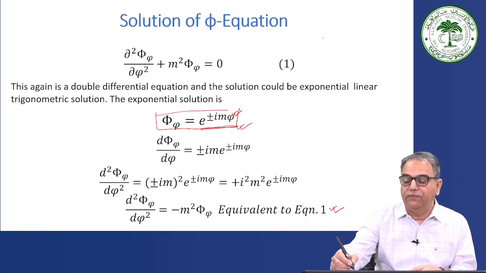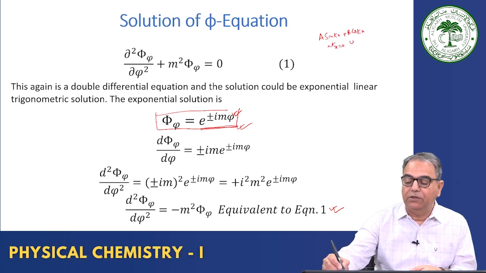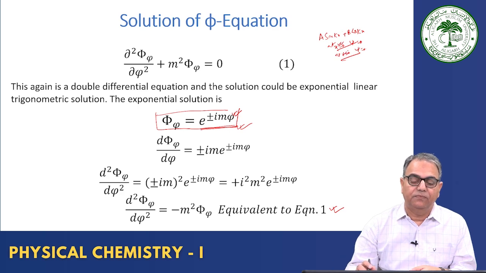In case of a particle in a one dimensional box, you write the solution A sin kx plus B cos kx, and you say at x is equal to 0, psi is equal to 0, and at x is equal to a, psi is equal to 0. These are the boundary conditions. So, with respect to the variable, you write the boundary condition, and here the variable is phi. And what is the value of phi?